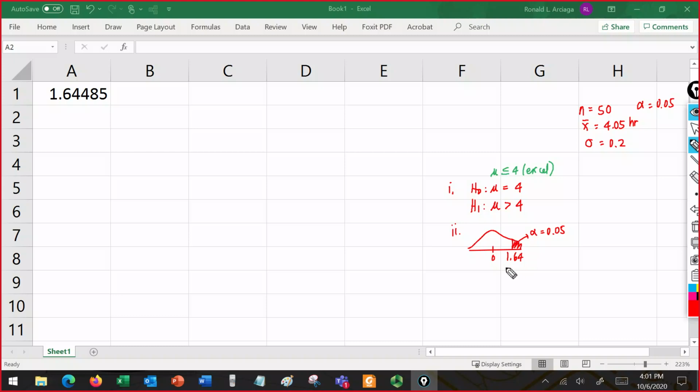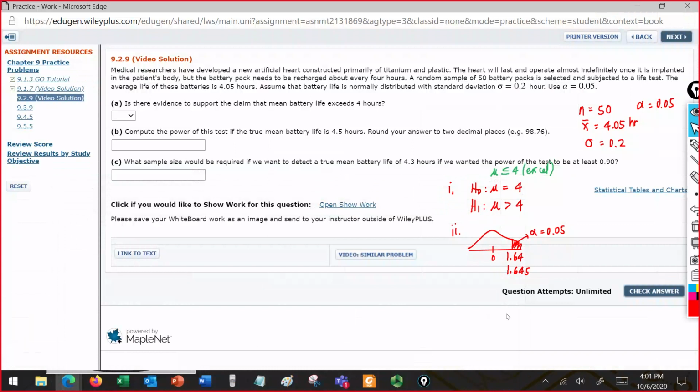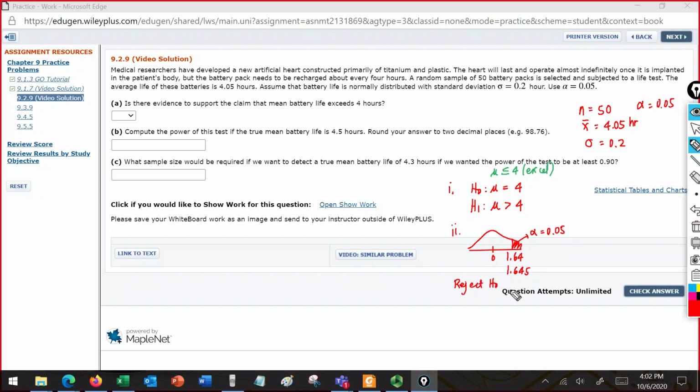Or in my Panopto video, because I have there a summary of commonly used values for Z, you'll notice that it's 1.645. So reject H0 if the computed test statistic is greater than 1.645.